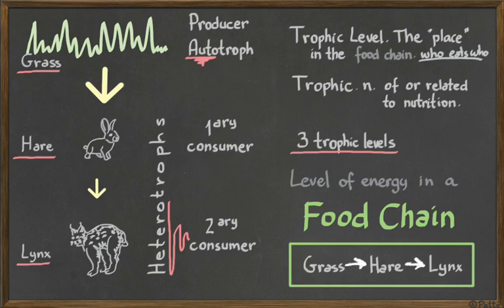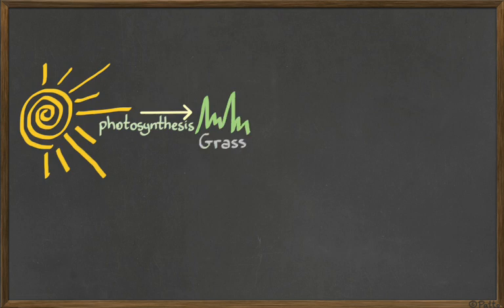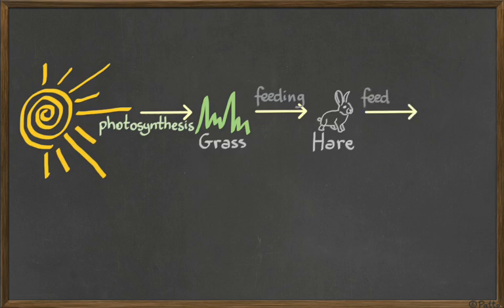So the arrows here are representing the flow of energy into an ecosystem, the flow of energy into a food chain. Okay, so let's take a closer look here at the way of energy transfer. So the sun gives energy by photosynthesis to the grass. Very good, we already saw that. And then this energy is passed on to the next trophic level by the process of feeding. So the grass feeds the hare, or the hare eats the grass and gets energy from it. And then the hare feeds the next trophic level, which is going to be the lynx.